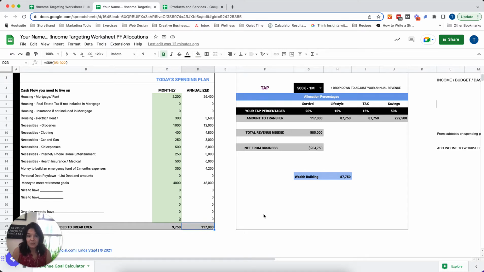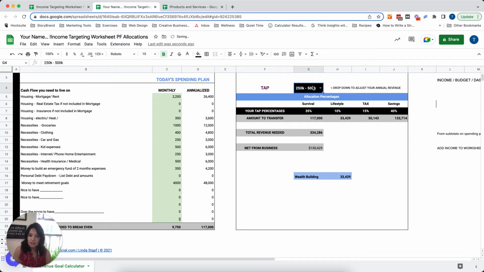So in this example, this person needs $117,000 in order to cover their bills. Now notice that this is a business that is between $500,000 and $1 million. There's a drop down here where you can change that. So if you're between $0 and $250,000, just change that drop down and you'll notice it changes the percentages here. So this is basically, according to Profit First, if you're between $0 and $250,000 in revenue, then you as the business owner should be taking home 50% of that revenue to cover your bills. So that's why this changes to 50% with that drop down.